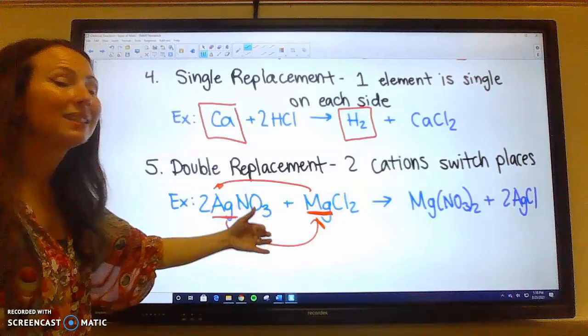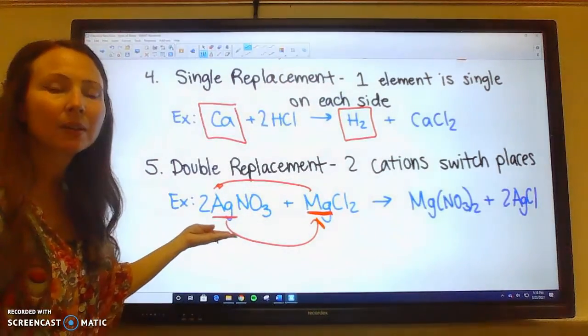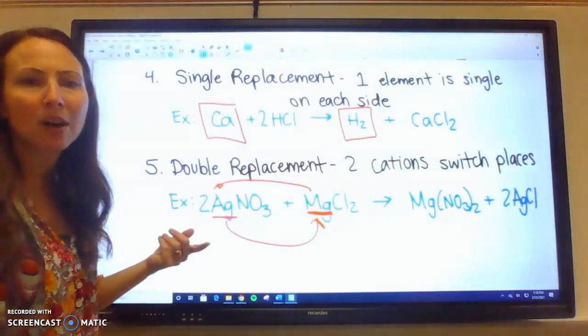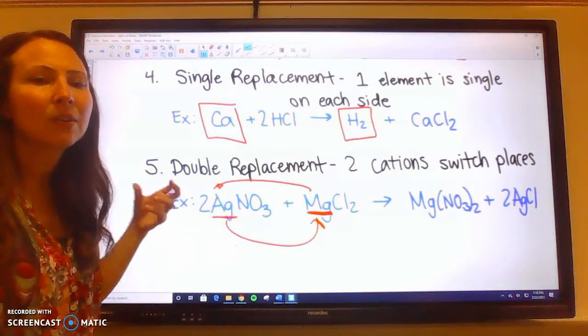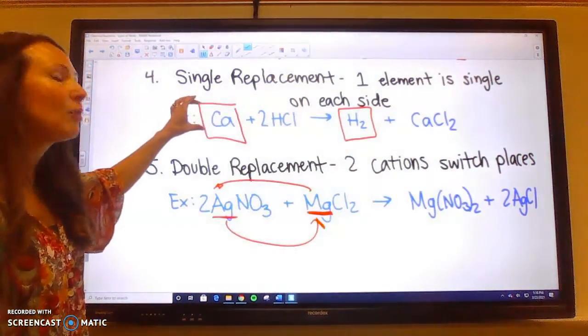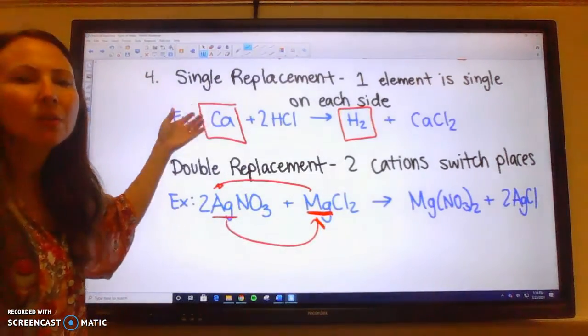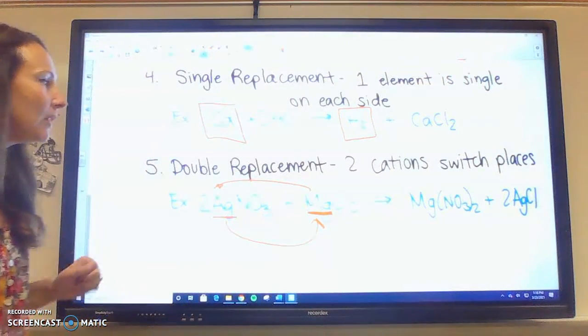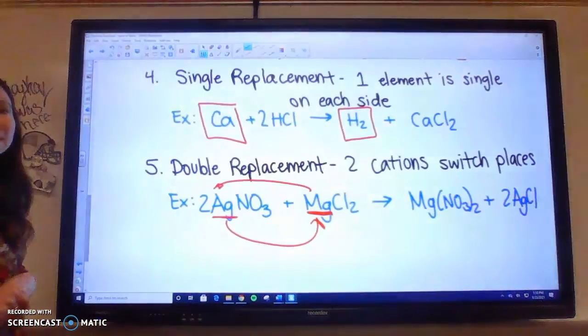But over here, what's different is you have a compound and another compound, and then your 2 products are also compounds. There is no one element by itself. And remember, a single element is one capital letter with possibly a lowercase letter or just a capital letter by itself. So that's our 5 types of reactions.